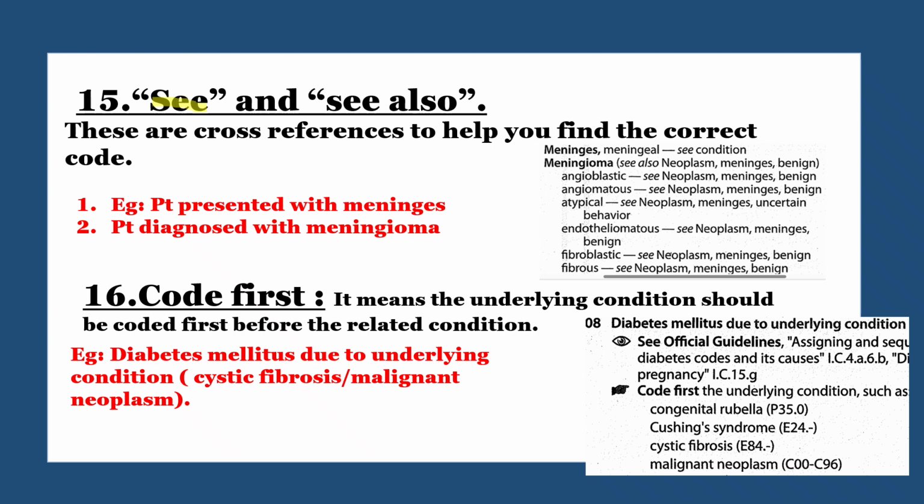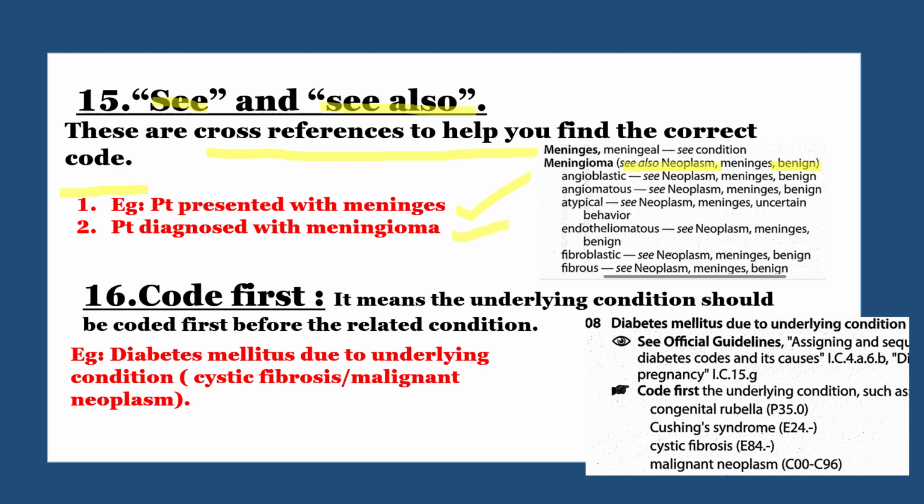See and See also is another guideline or convention. These are cross references to help you find the correct code. For example, one patient presented with meningitis and another patient presented with meningioma. If you search meningioma in the alphabetical index of the ICD, you will see the instruction: See also neoplasm, meninges, benign. So after searching meningioma, it instructs you to check neoplasm under the meninges and benign condition. This is the See also guideline.